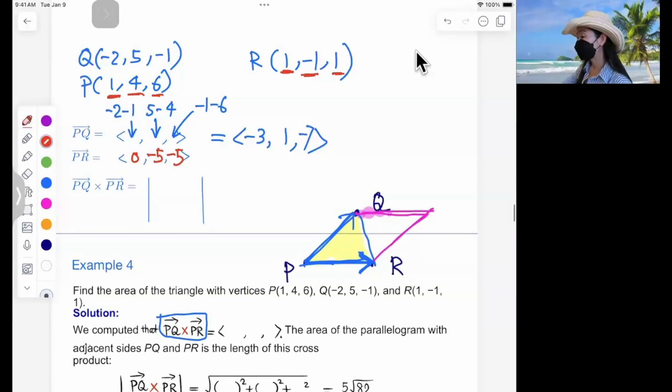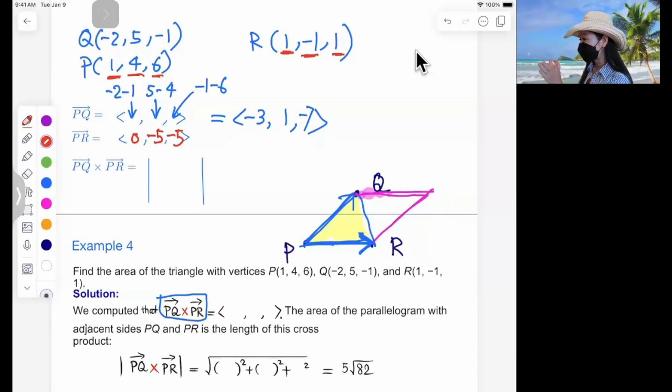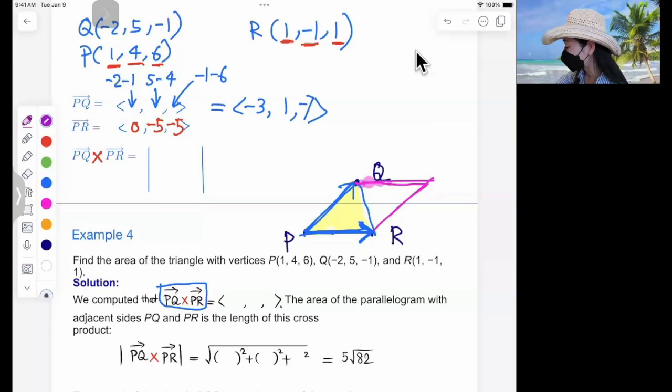Now you find the cross product, because the magnitude of the cross product is the area of the parallelogram. So right here we're doing the cross product. Remember how you do the cross product? You put i, j, k. And what should I put for the second row?